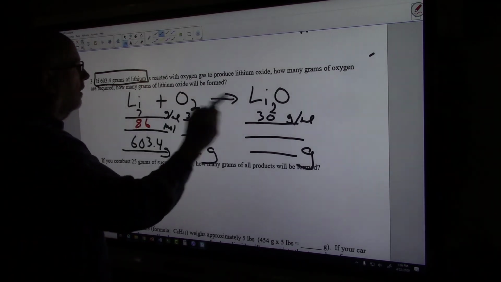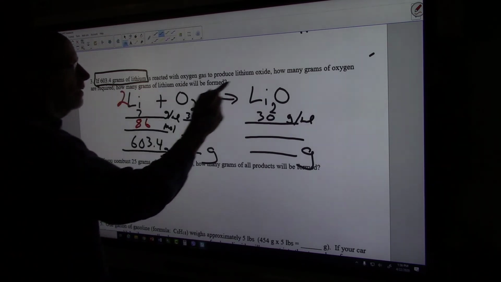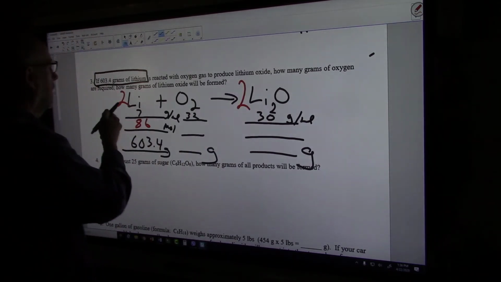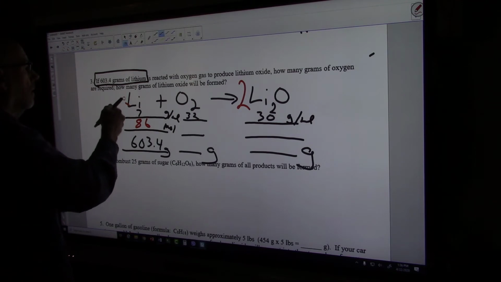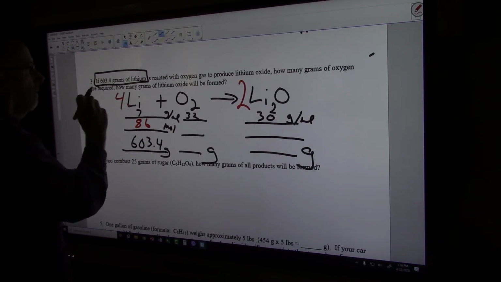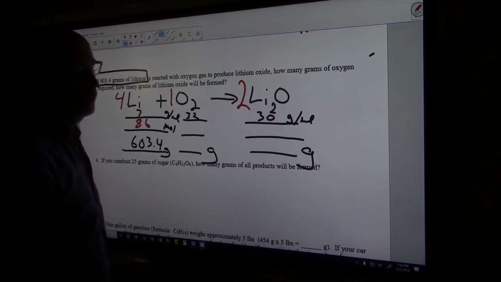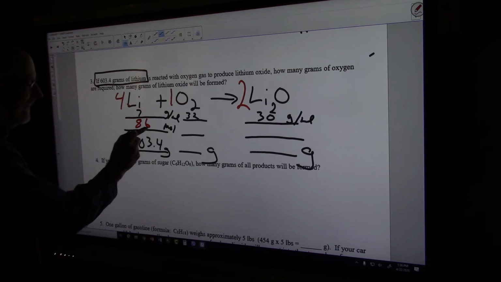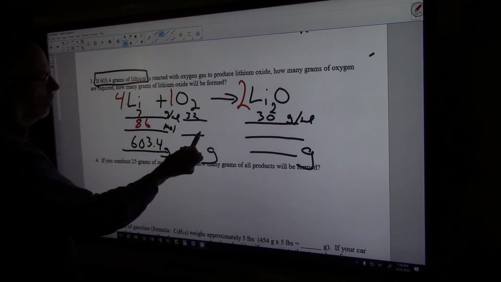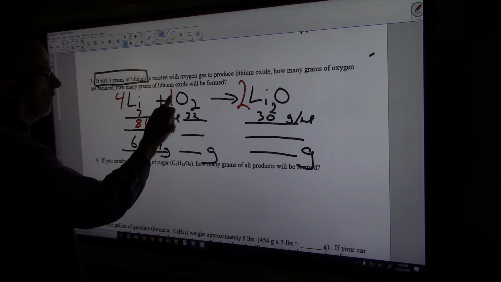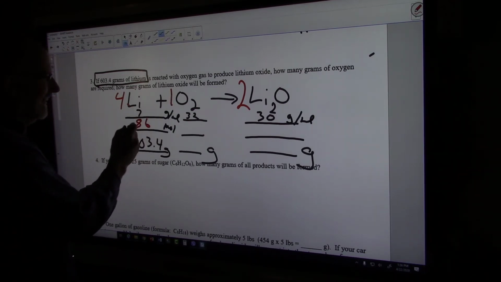1 lithium, 2 lithiums. I need a 2 here. 2 oxygens. Well, I need to switch this to a 4. Balanced reaction: 4 to 1 to 2 mole to mole to mole ratio. I got 86 moles of lithium. How many moles of this? 4 is to 1, a fourth as much as 86.